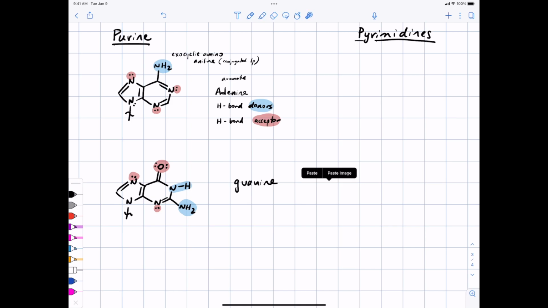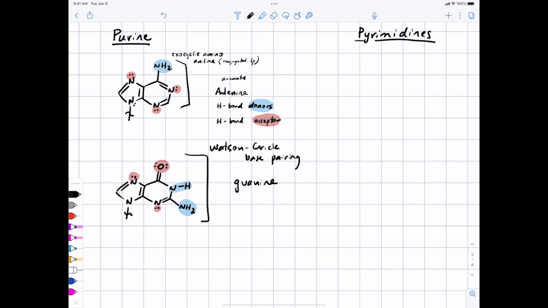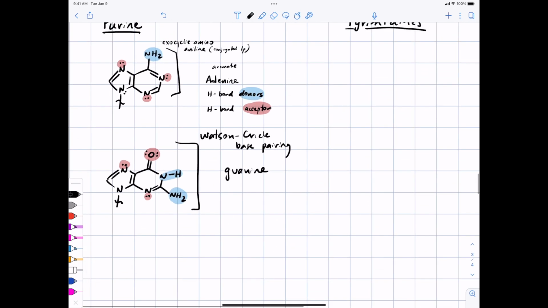I will say that these groups here are the ones involved in Watson-Crick base pairing. And you can see that that pattern of donor, acceptor, acceptor, donor, donor is different for adenine versus guanine. You've got the potential for 2 hydrogen bonds involving adenine versus 3 hydrogen bonds involving guanine.